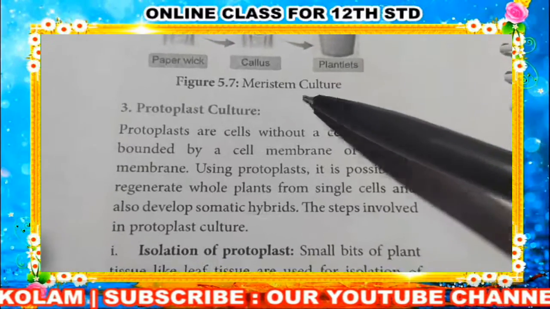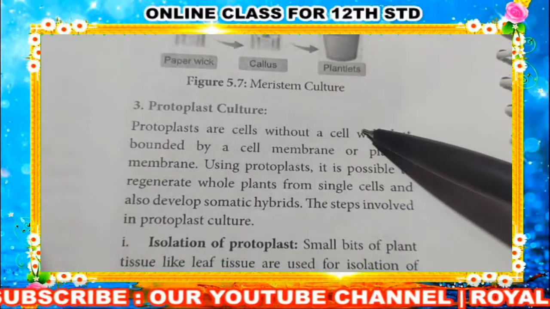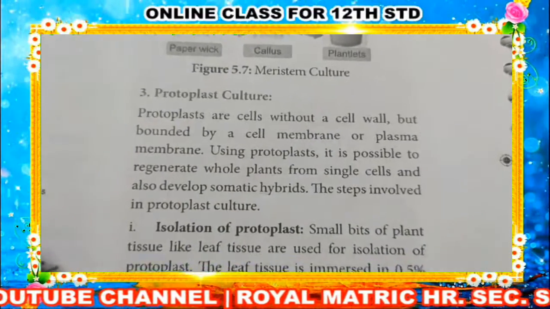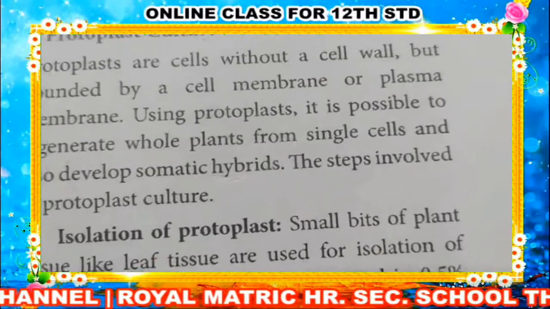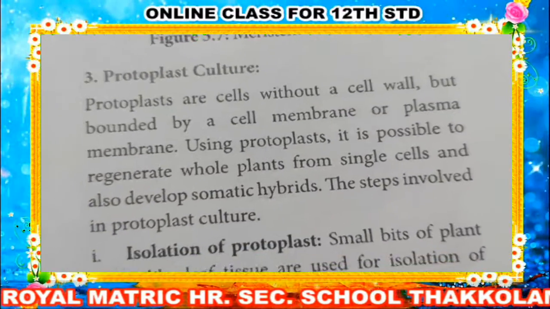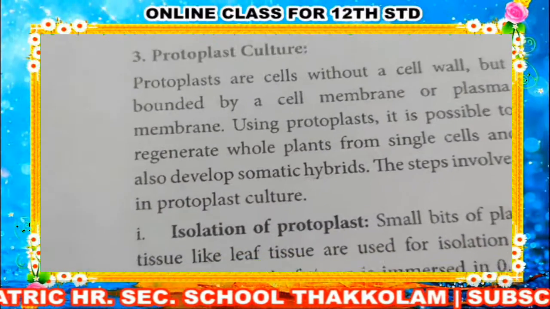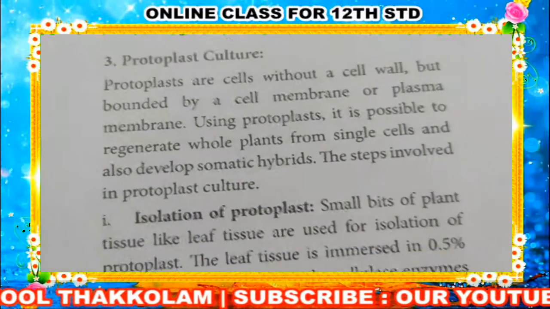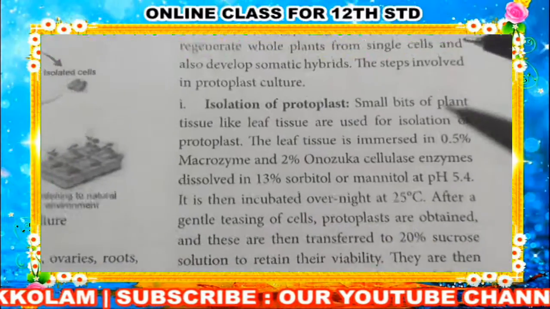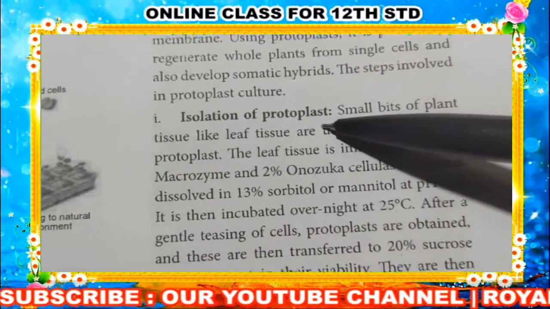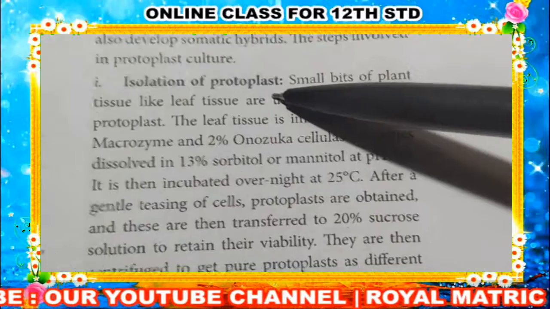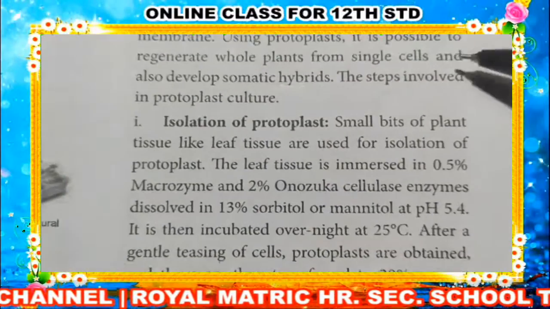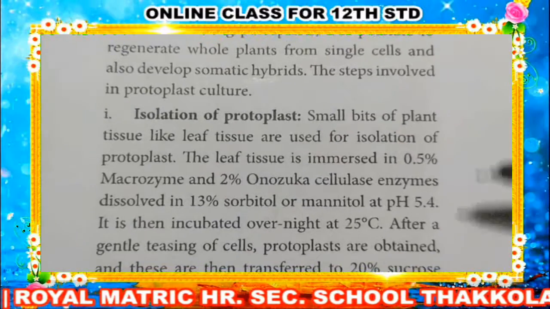First, what is protoplast? Protoplasts are cells without the cell wall, having the cell membrane or plasma membrane. Using the protoplast, it is possible to generate a whole new plant from a single cell. That involves some techniques. The first one is isolation. Isolation means removal. We are taking out the protoplast from the plant. How is it done? We'll go step by step.